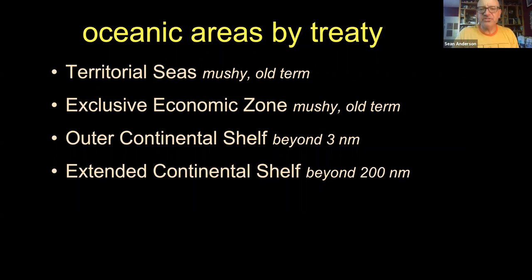The outer continental shelf is the area beyond 3 nautical miles. That's still on the shelf, but yet it's beyond 3 nautical miles from mean high water. And then extended continental shelf is an area that people want to go beyond the 200 nautical mile limit.